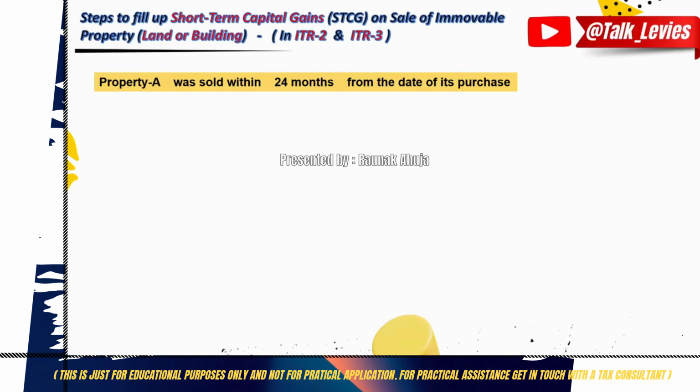Now, short-term capital gain on sale of immovable property, that is land or building, occurs when it is sold within 24 months from the date of its purchase. Let's see what all details would be required to fill it in the ITR return.